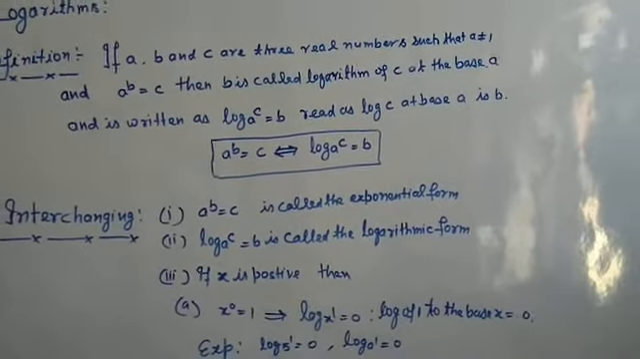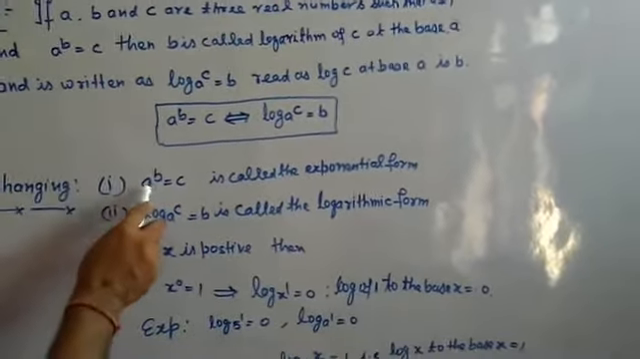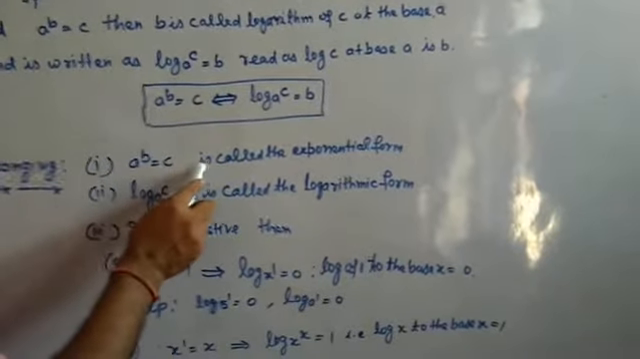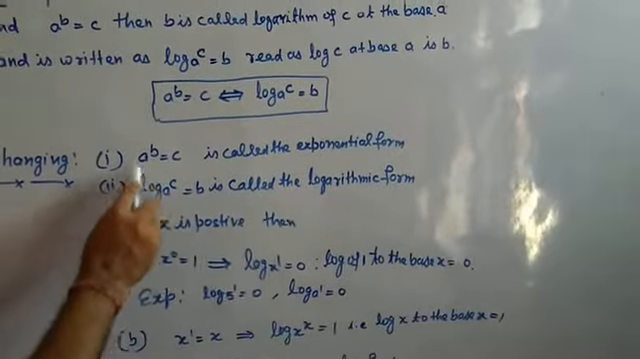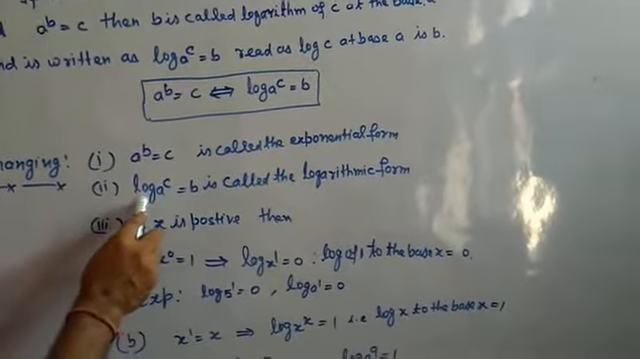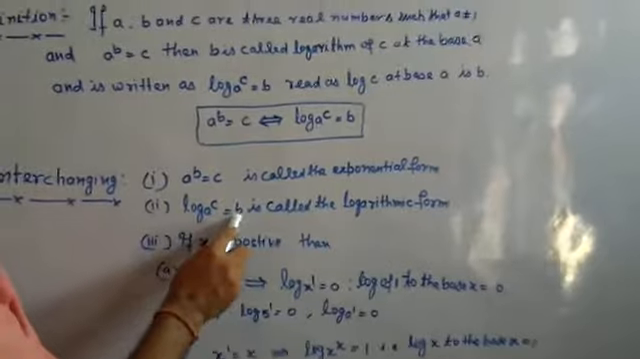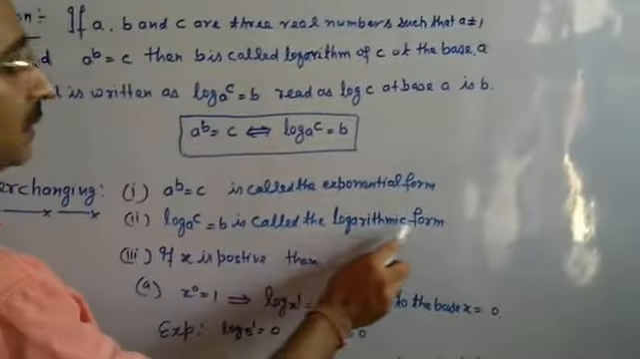Interchanging, a power b equals c is called the exponential form. This can be changed to log c at base a equals b. This is called the logarithmic form.